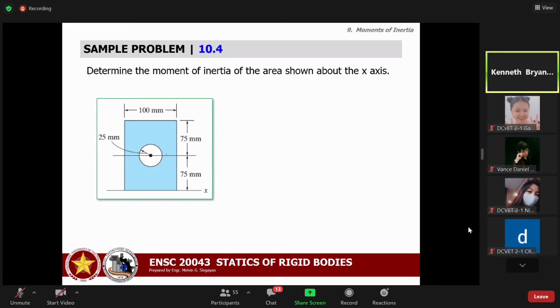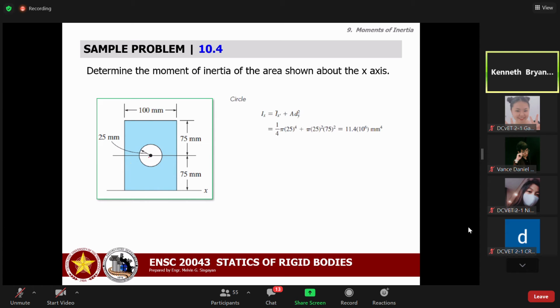From the introduction of the moment of inertia for composite area, it is stated there that the moment of inertia is equal to the sum of the moment of inertia of all the composite parts. So meaning, to solve for the moment of inertia of this area here, you need the inertia of the two parts, which is a rectangle and a circle. Pag nakuha mo yung moment of inertia ng dalawa na yon about the x-axis, get the sum. So let's solve for circle.